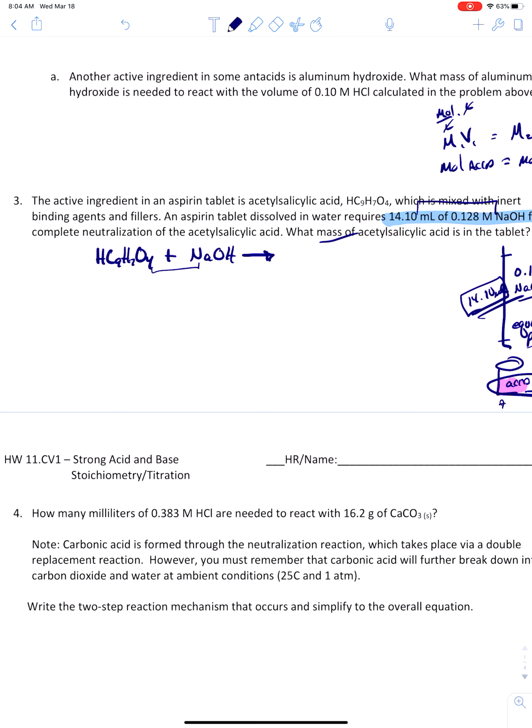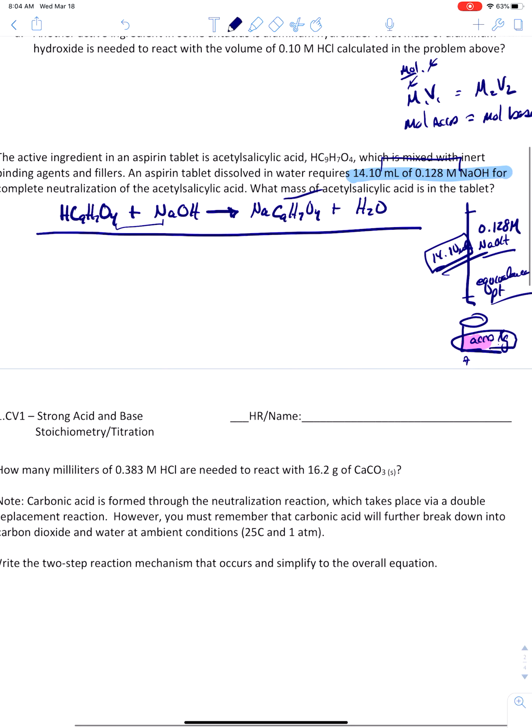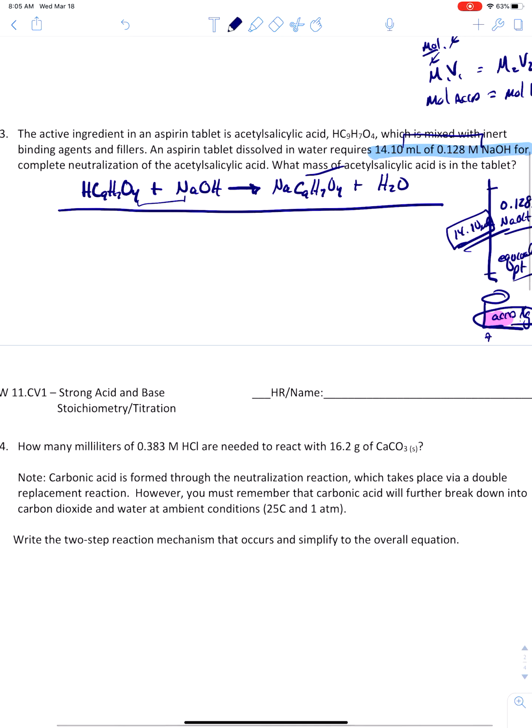So these two ions are going to get together, sodium ion and C9H7O4, and we're going to form water. So these are the products of every neutralization reaction between an acid and base. We're going to have a neutral salt and neutral water. All right, it's balanced, which is great. So we have the balanced equation. Now we have all the pieces of information that we need. We have the starting point, which is the 14.10 milliliters.